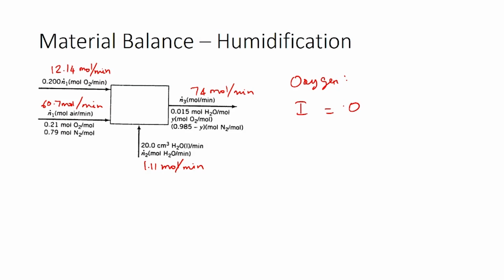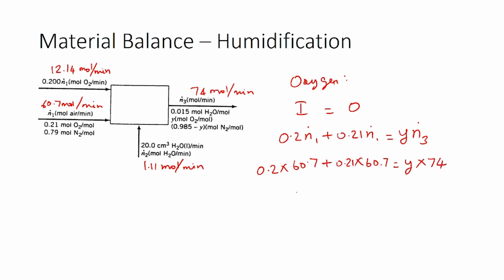Oxygen is entering the system through two of the streams, one being the air stream and the other your oxygen stream. So, you can write this as 0.2 N1 dot plus 0.21 N1 dot, and the exit stream would be oxygen leaving through the humid air. As the concentration of oxygen is Y, we will say it is Y N3 dot. We already know the values for N1 dot and N3 dot. Substituting those values, we can write it as 0.2 times 60.7 plus 0.21 times 60.7 is equal to Y times 74. Solving this equation, we can calculate Y as 0.336 moles of oxygen per mole.